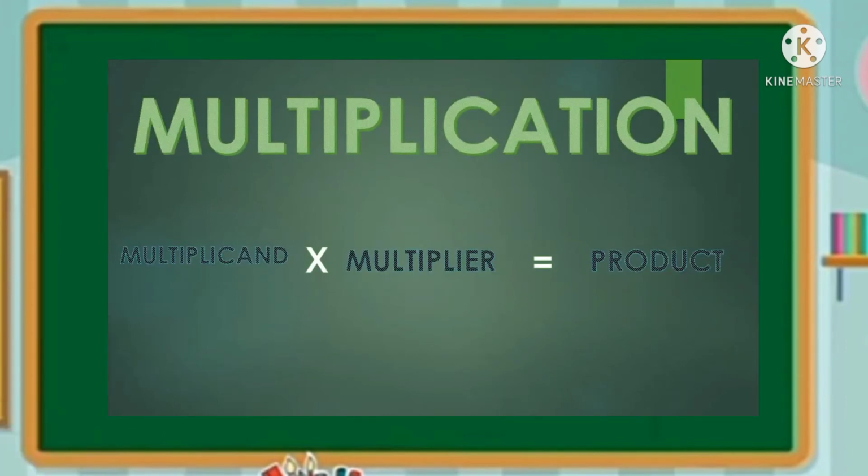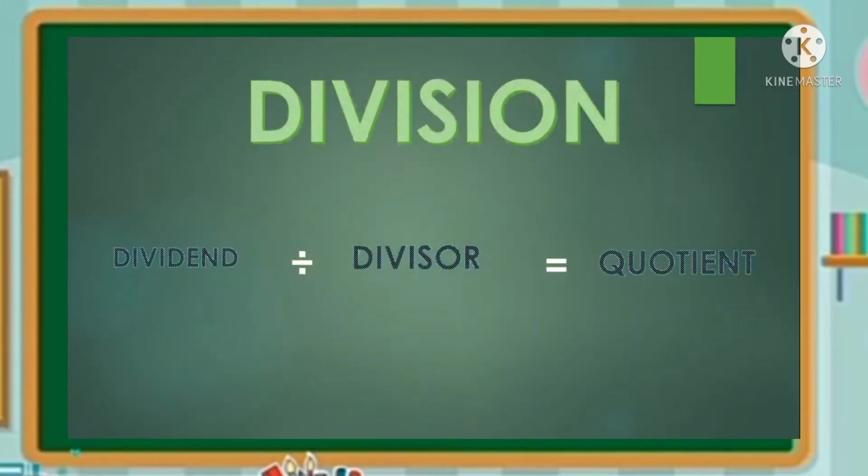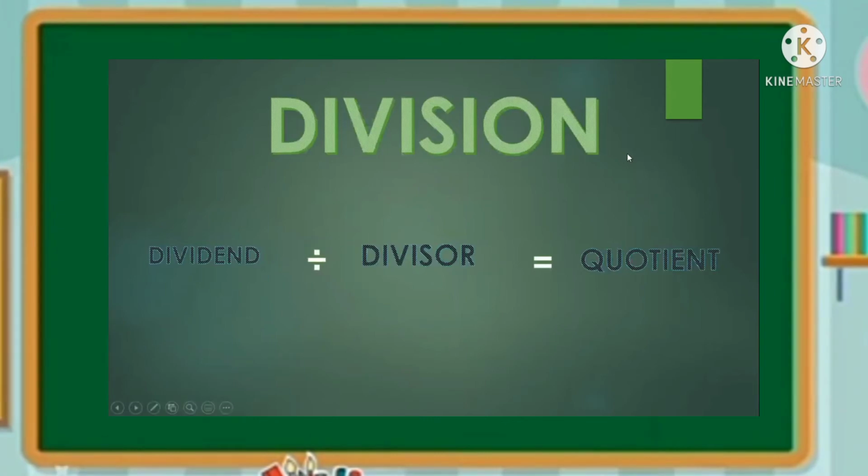Next is about multiplication. For example, multiplicand times multiplier equals product. 7 times 4 equals 28. Next is about division. Dividend divided by divisor equals quotient.